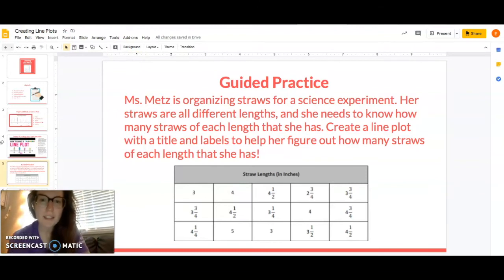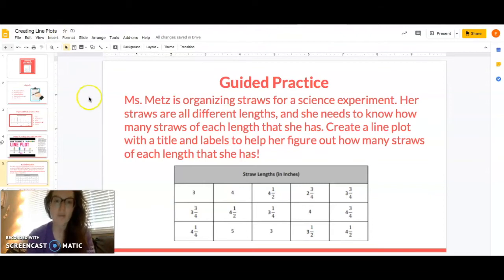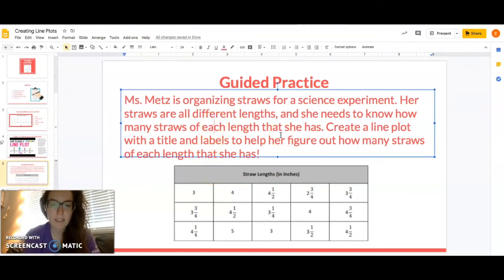So the guided practice problem says, Miss Metz is organizing straws for a science experiment. Her straws are all different lengths, and she needs to know how many straws of each length that she has. Create a line plot with a title and labels to help her figure out how many straws of each length that she has. And then we have our chart of values or data, same thing, down here. So first thing that good mathematicians need to do when you have a long problem like this is to make sure that we are underlining or bolding our key words.